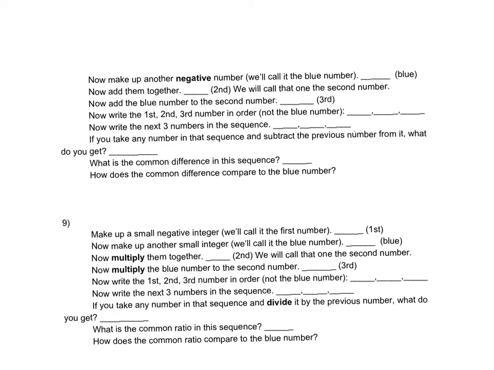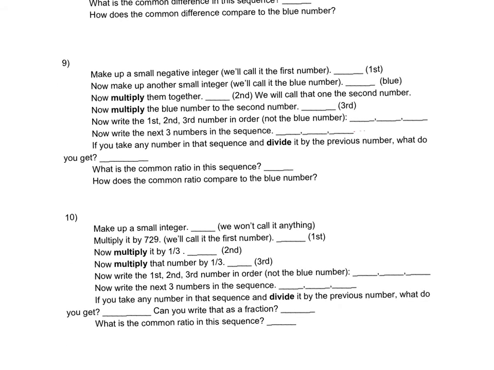All right, then we're going to move into number 9 here. This time you're going to take a small negative number, and we'll call it the first number. Make it a very small negative integer. And now make up another small integer, and we'll call that the blue number here, and we'll put that here. And then you're going to multiply those two numbers together, and we'll call that the second number. And now you'll multiply, again, the blue number here by that second number to get this third number.